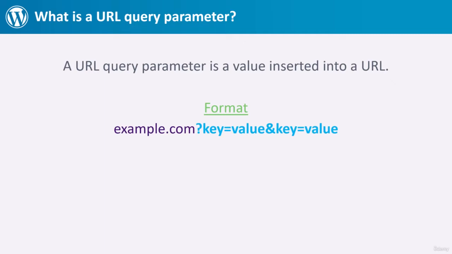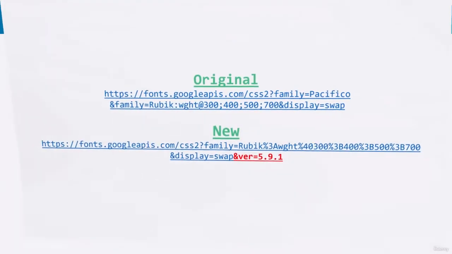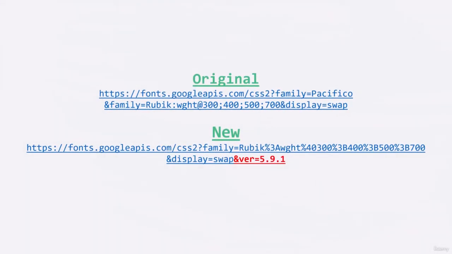There are some limitations. We can't send file data. We're limited to sending strings. Keep that in mind when working with query parameters. Back to our example. WordPress will add the version query parameter for specifying the version of the file. By default, the version will be set to the current version of WordPress installed on the site. If you have version 5.9 installed, the value will be 5.9.